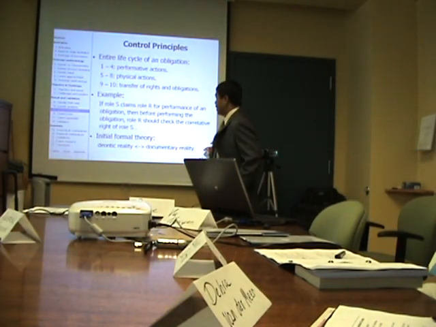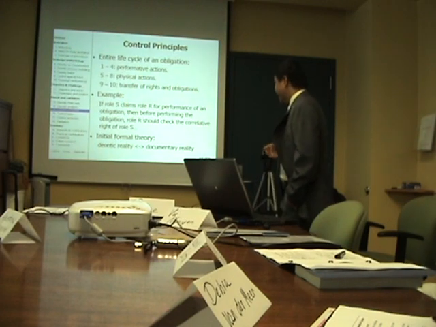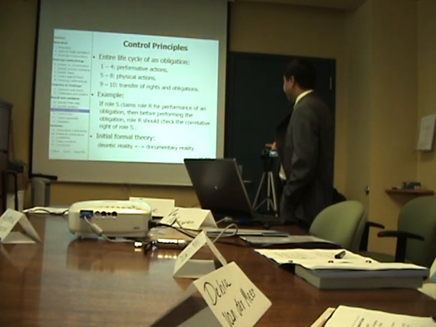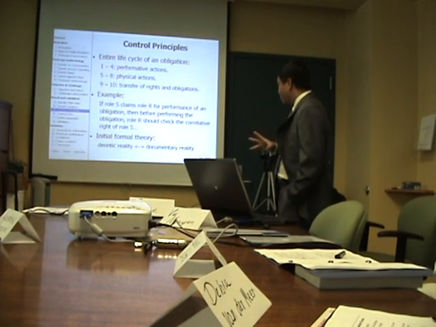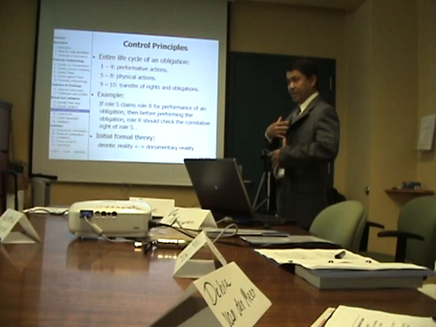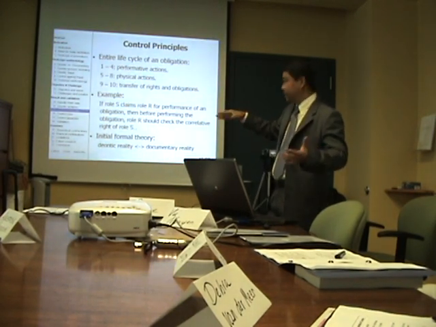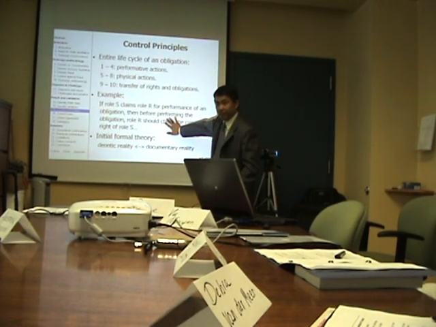Informally, it's written that if Run S claims Run R for performing an obligation, then before performing the obligation, Run R should check the correlating right of Run S. The correlating rights of Run S mean the obligation on Run R. There is a correlating relationship between an obligation and a right. This is the informal reading.